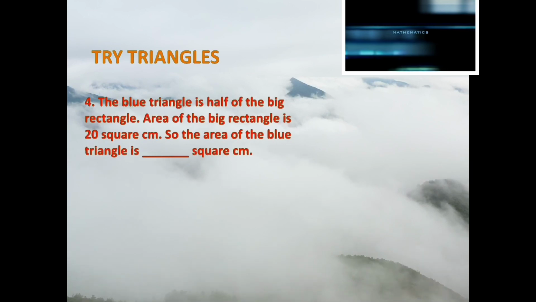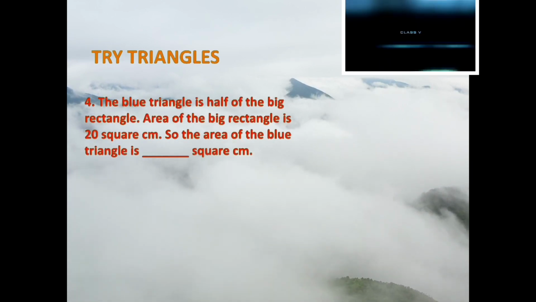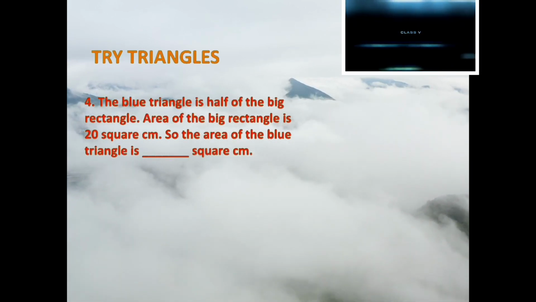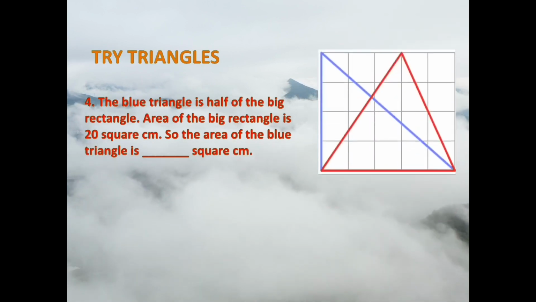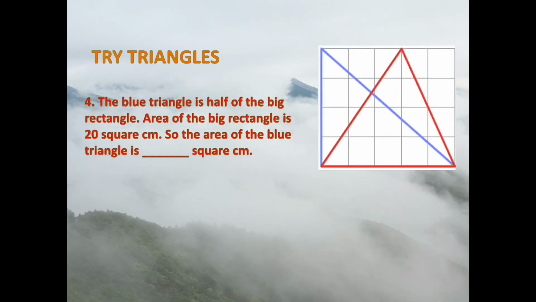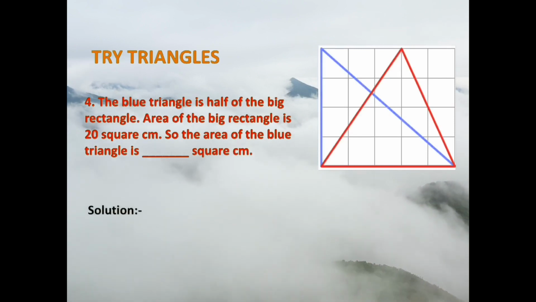Try triangles. The blue triangle is half of the big rectangle. Area of the big rectangle is 20 square centimeter. So the area of the blue triangle is dash square centimeter.